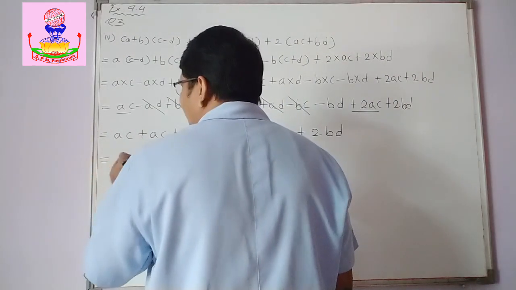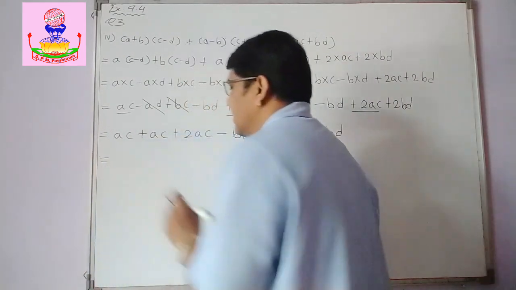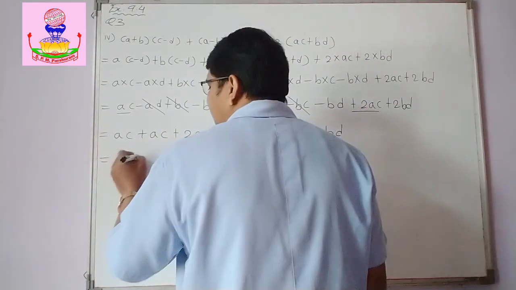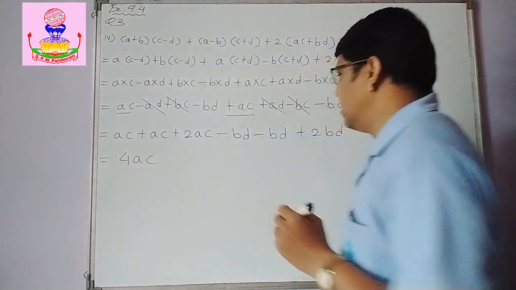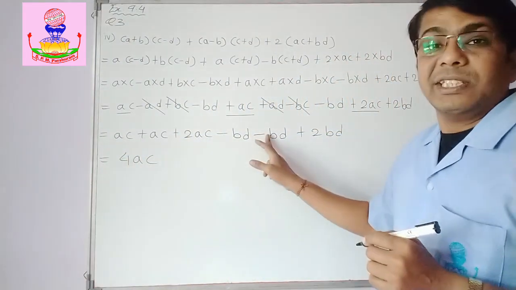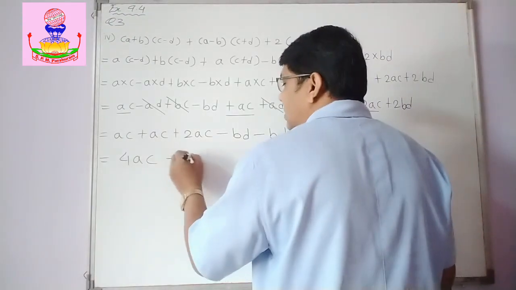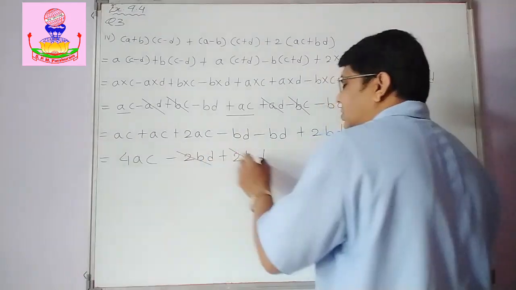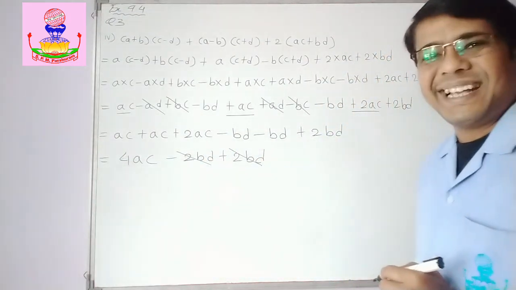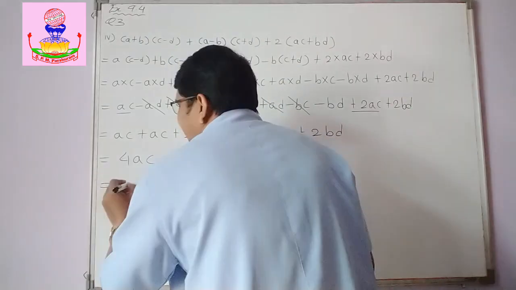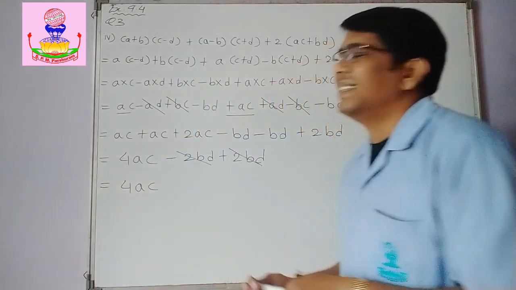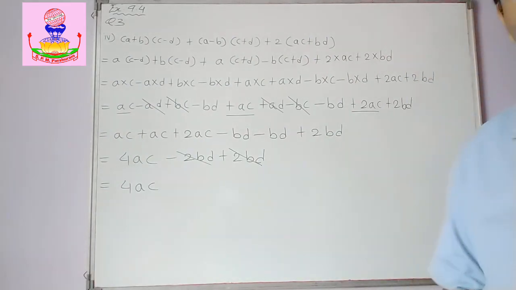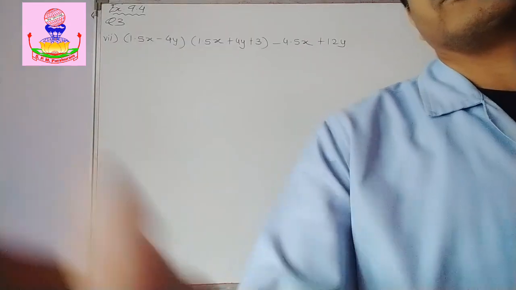Okay, now AC plus AC, 2AC and 2AC plus 2AC. How much? 4AC. Okay, now see, minus 1, minus 1. Similarity in the sign, go for addition. So minus 2BD plus 2BD. So minus 2 plus 2 will get cancelled. Answer is, oh yes, 4AC. This is the simplified form. Okay, so let's move to the next example.